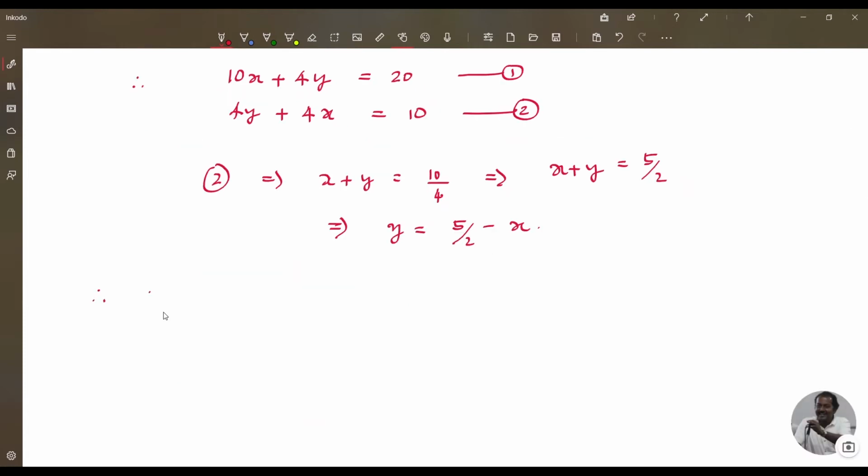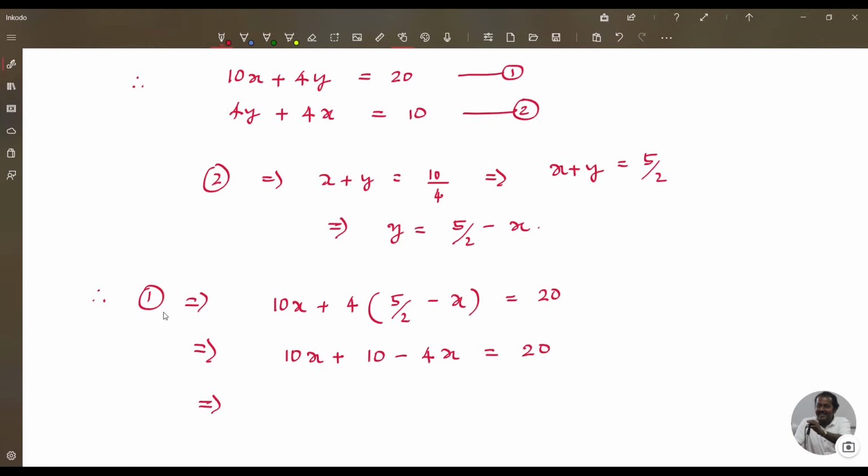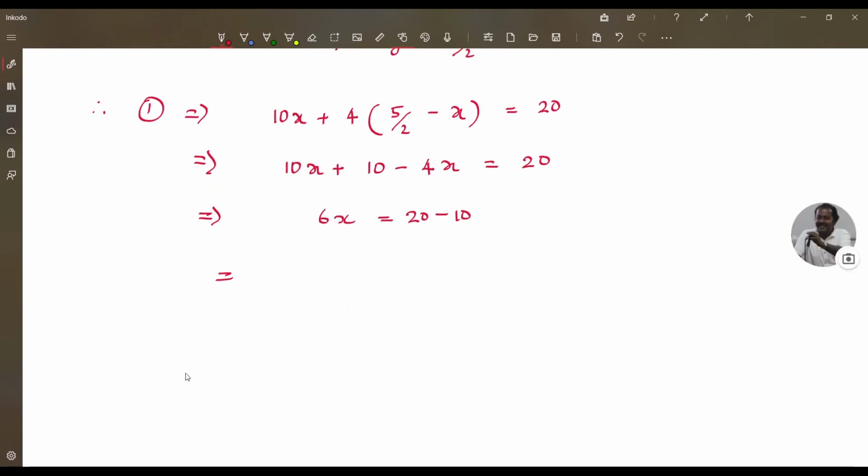Therefore, equation 1 implies 10x plus 4 into 5 by 2 minus x equal to 20. So this implies 10x plus 10 minus 4x equal to 20. So this implies 6x is equal to 20 minus 10. So that implies 6x equal to 10, x equal to 10 by 6. So that is 5 by 3.